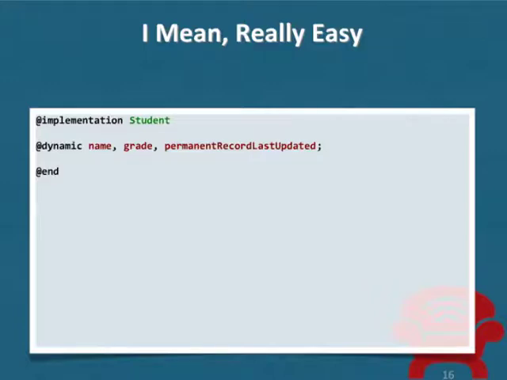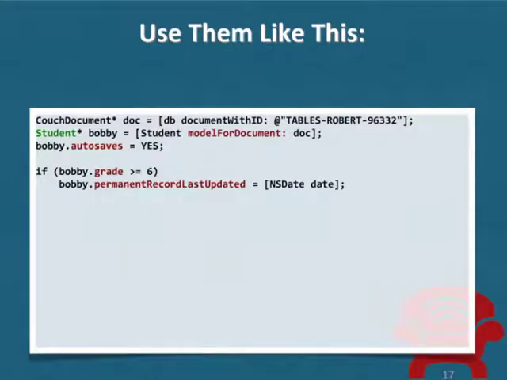And this is how you would use it. So on the first line, we get a Couch document. We're assuming that we already knew the document ID, so we get the document. We get the model object from it, and we're calling model for document on the Student class here, so we're going to get back a Student object.